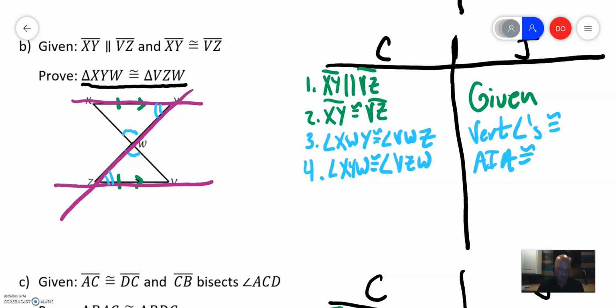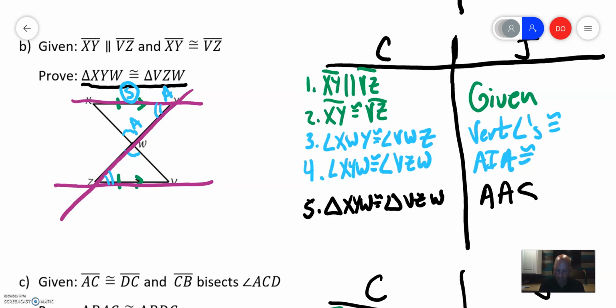So what I have is a pair of sides, pair of angles, and another pair of angles. Notice how the side is not included, it falls outside. So I can now say that these two triangles are congruent. Triangle XYW is congruent to triangle VZW through angle, angle, side, because I proved these three ideas to be congruent, therefore I can say the triangles are congruent.